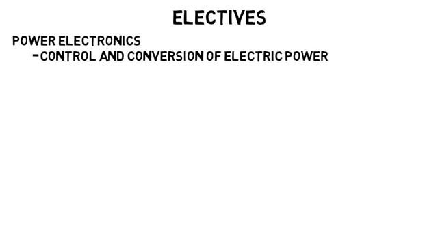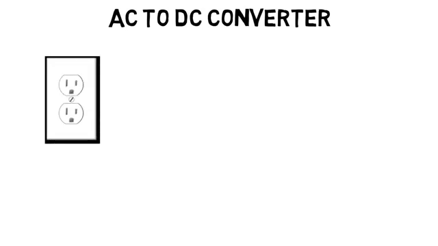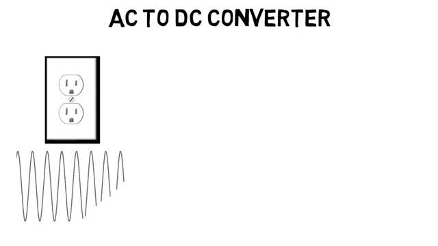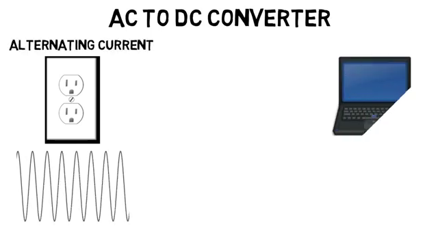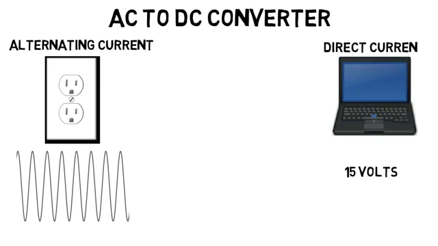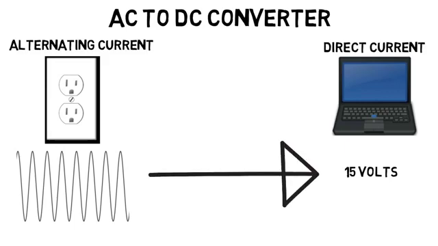for you. So one of the electives you could take is power electronics. This is where you learn about control and conversion of electric power through electronics. For example, an AC to DC converter is a very popular power electronics device. Our wall outlets, at least in most countries, have an alternating voltage, which in turn creates an alternating current, or AC. If you want to charge your laptop, you need a constant voltage, like maybe 15 volts, which causes a direct current, or DC.